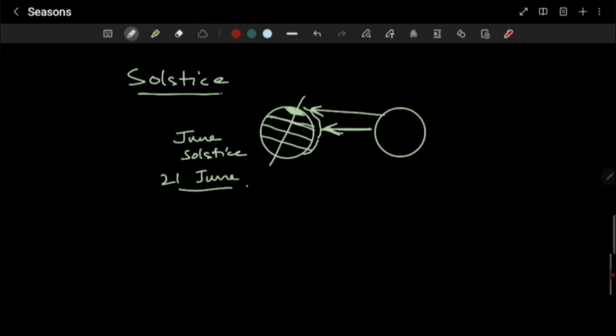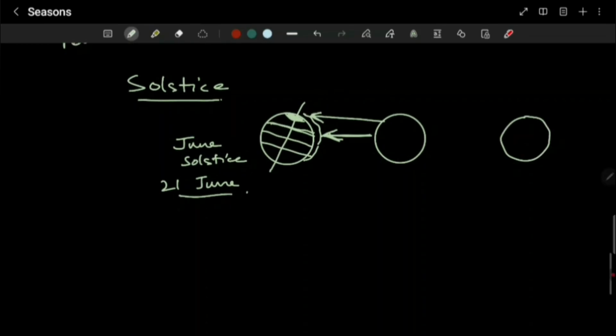Now let's talk about December solstice. Again, it is the time of the year when the rays are directly overhead, now on the Tropic of Capricorn, and the southern hemisphere is tilted towards the sun. Rays are overhead at the Tropic of Capricorn. Summer is in the southern hemisphere, and places beyond the Antarctic Circle, they receive continuous daylight for 6 months. And there is winter season in northern hemisphere.